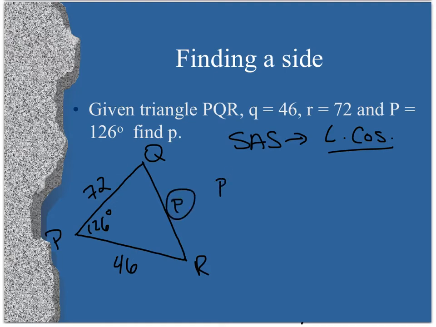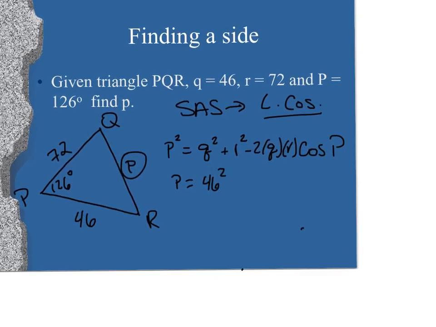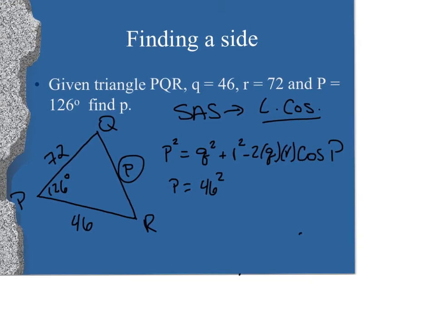Okay, so let's set up the formula. P squared is equal to Q squared plus R squared minus 2 times Q times R times cosine of angle P. I'm going to plug my information in. P squared is equal to Q squared, so Q is 46. We're going to square it. I'm going to shrink this a little bit because I know I'm going to run out of room on the right-hand side. Plus R squared, which is 72, minus 2 times Q times R, doesn't matter the order because it's multiplication, times cosine of 126 degrees.